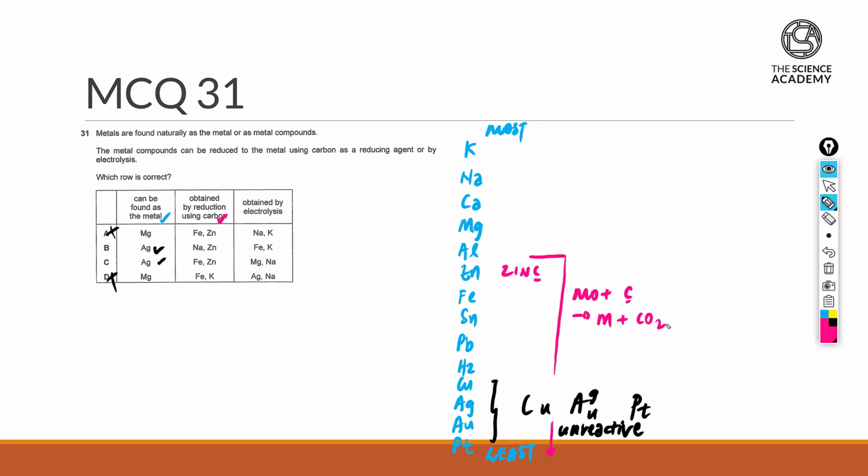So the reduction of metal ore with carbon is only viable for metal ores that contain metals from zinc and beneath. So we have iron and zinc, which are definitely from zinc and below, but no for B because sodium is too reactive. Now the question here did not mention, but there is another method to obtain metals from their ore, and that is the use of reduction by hydrogen.